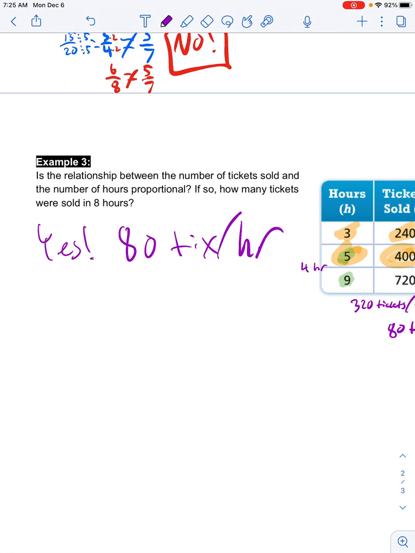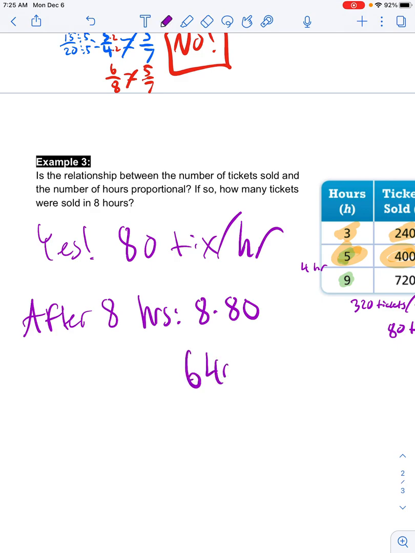And then they wanted to know how many were sold in 8 hours. So after 8 hours, if we're at 80 tickets per hour, we would do 8 times 80, which is going to give us 640 tickets. And again, that would be after 8 hours.